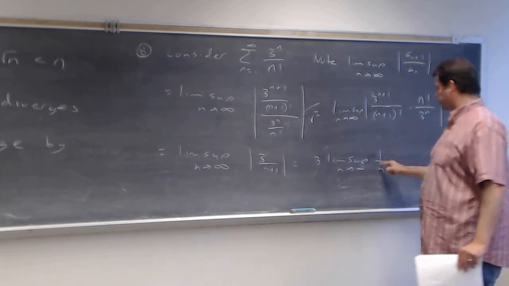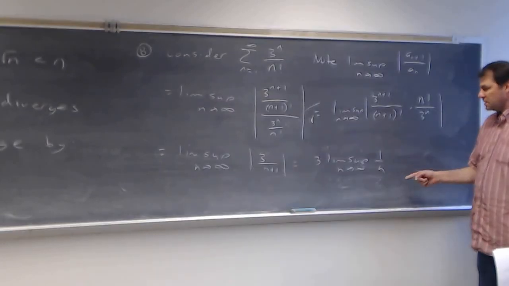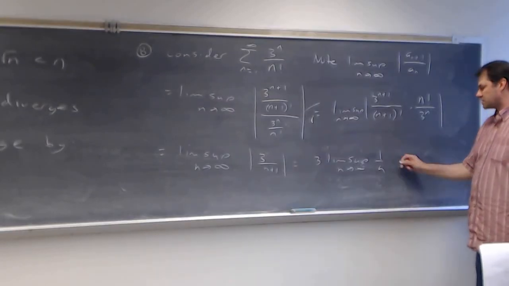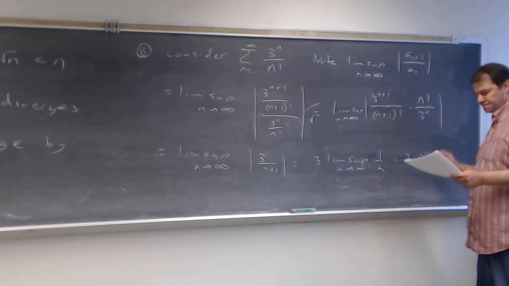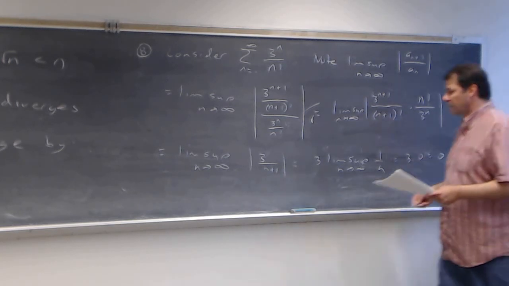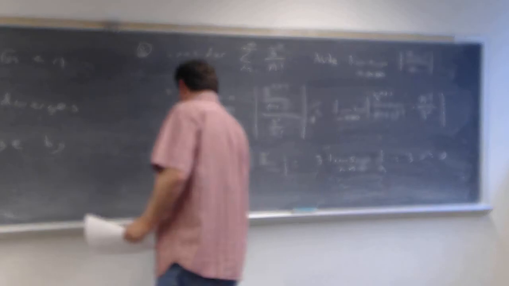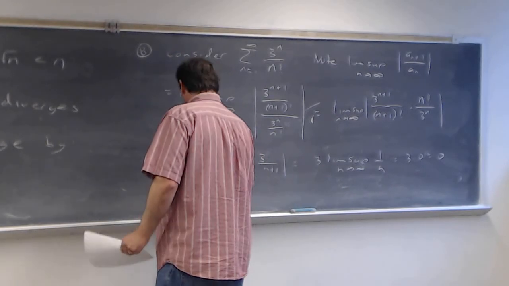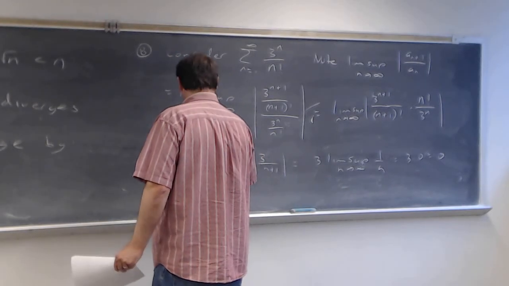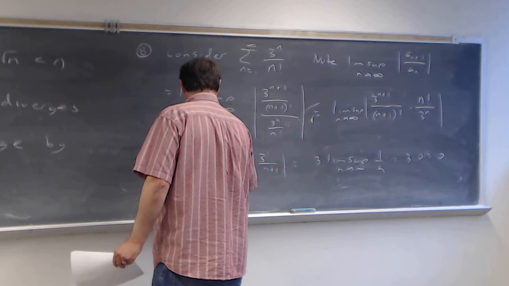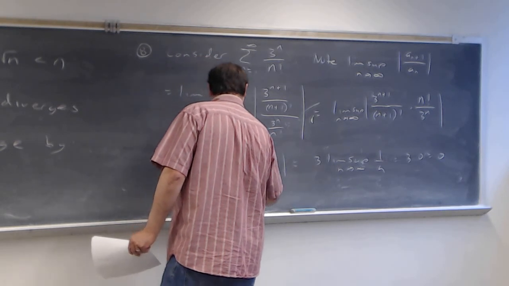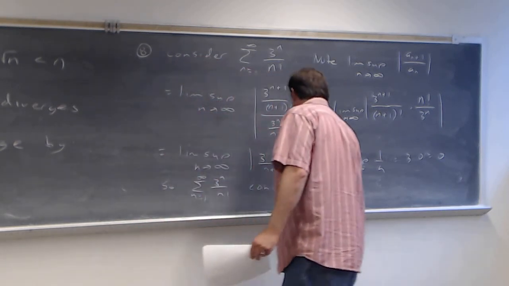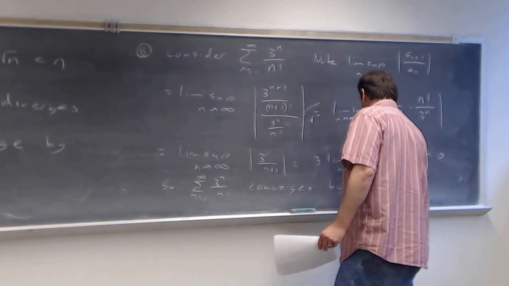Now look, this sequence 1 over n goes to 0, so the lim sup goes to 0. So this is going to be equal to 3 times 0, which equals 0. So that's our alpha, and our alpha is less than 1. So that says that this series converges by the ratio test.